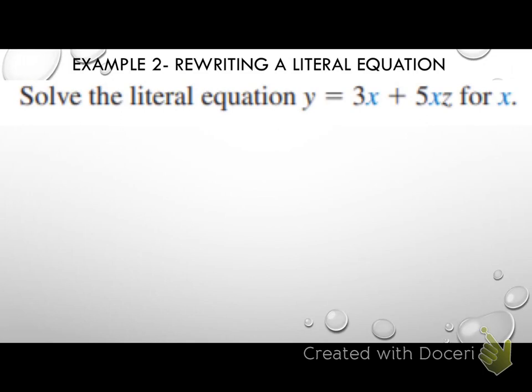Next example. Solve the literal equation y equals 3x plus 5xz for x. I've got 3 variables in there now. Uh-oh. Solving my equation for x now. Let me hear some ideas here. Any ideas on what to do first here? Trying to get x by itself.